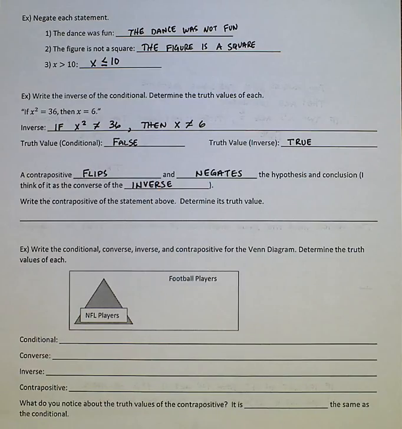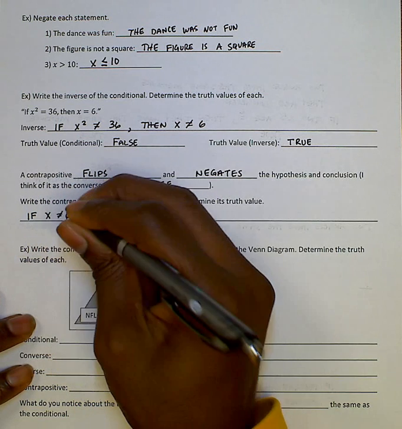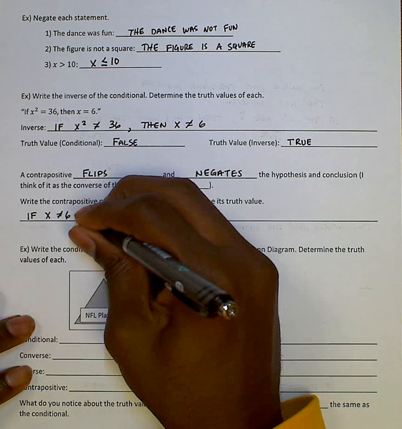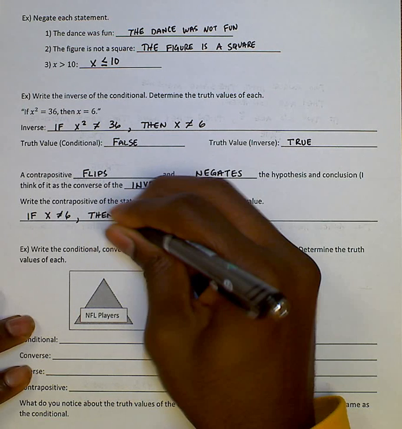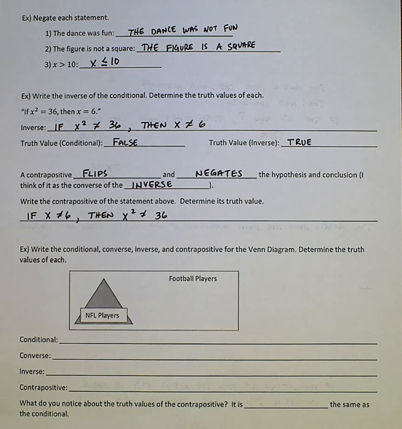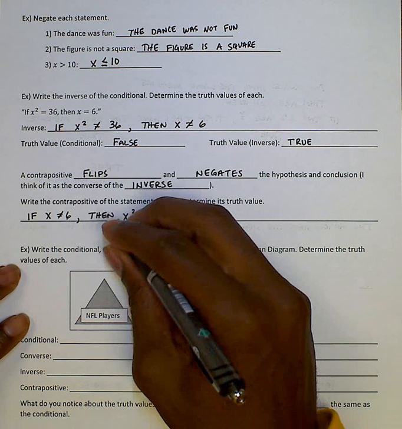Okay. So write the contrapositive of the statement above and determine its truth value. So we'd say if x is not equal to 6, because flipping and negating, then x squared is not equal to 36. Now let's determine this truth value. This is false, because if x is not equal to 6, it could be equal to negative 6, and negative 6 squared would be 36. So this is false.